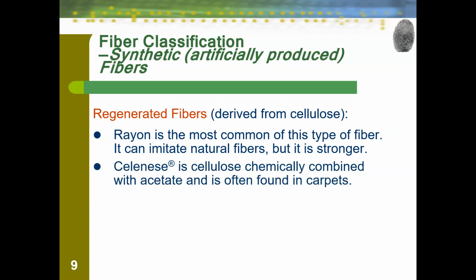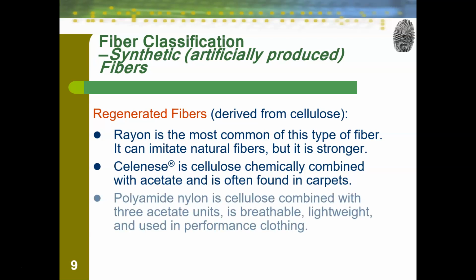Another one is Celanese, which is cellulose combined with acetate, and the acetate strengthens it, and we've turned that into carpets. So carpet fiber, once again, is going to look different than clothing fiber for our analysis. Then we have polyamide nylon, which is cellulose combined with 3 acetate units. It's breathable, lightweight, and often used in performance clothing.